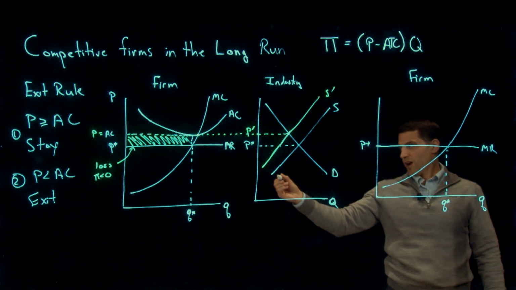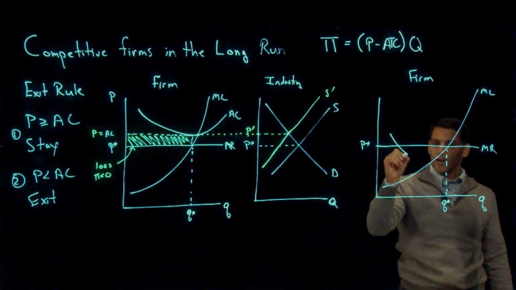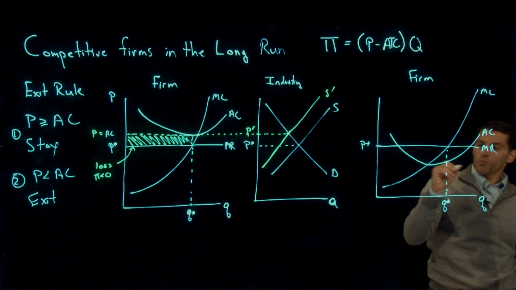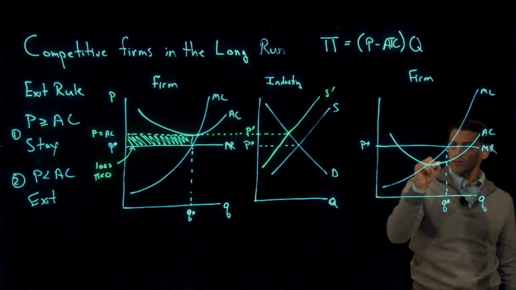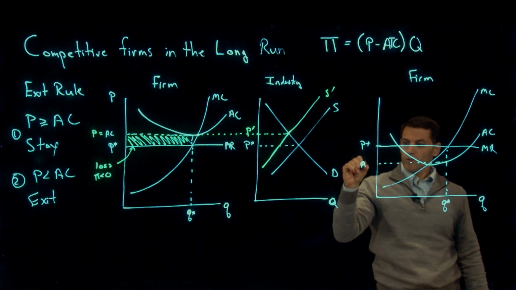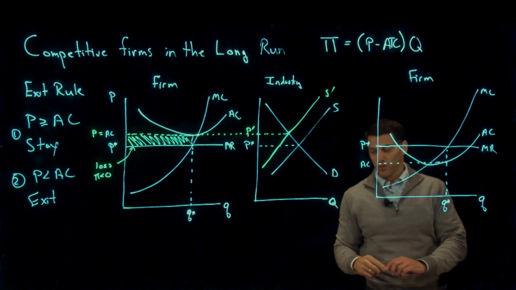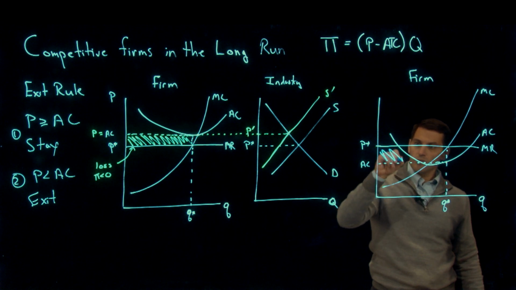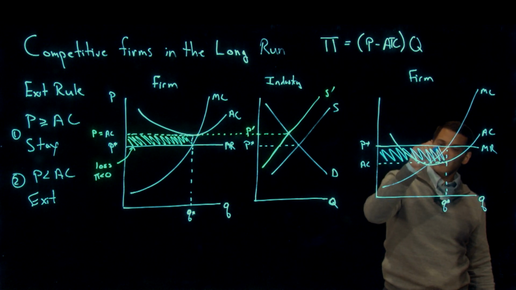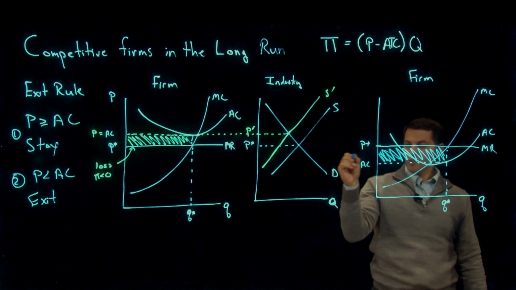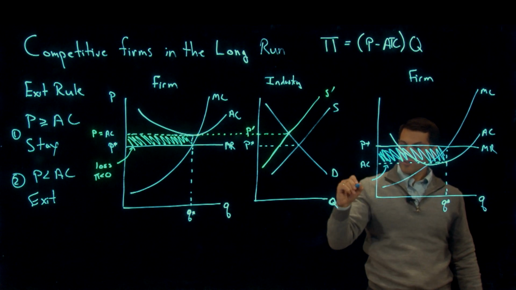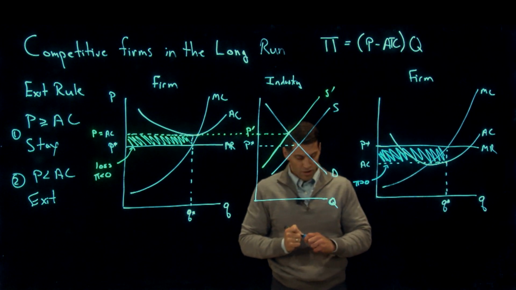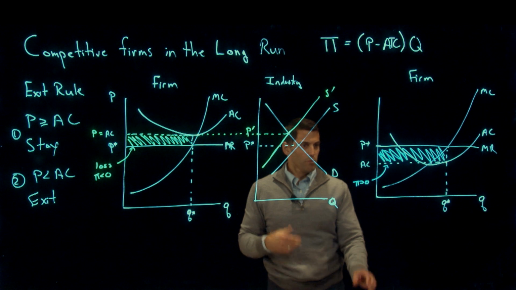Now let's say that average costs are actually much lower, and that they are in fact below the price at Q star. Well, in this case, firms are making profits, right? Equal to this shaded area here. Price is greater than average cost. Profits are greater than zero. So they're making positive economic profits. Well, what's going to happen in this case?